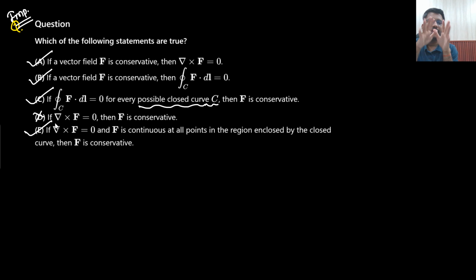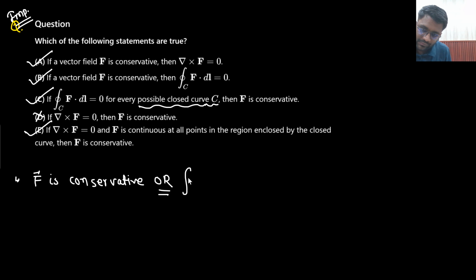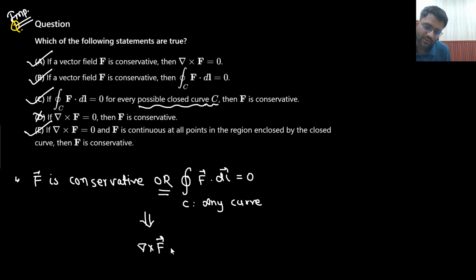Say yes or no. In the examination, if it is given that the field is conservative, or that for every closed curve C, f dot dl is 0, then what can you conclude? You can conclude that del cross f is 0. What I mean to say is that if it is given that the field is conservative, or f dot dl equals 0 for any curve C, then you can conclude that for sure del cross f will be 0.